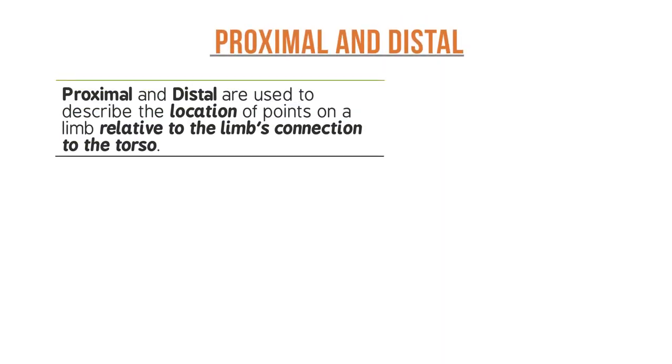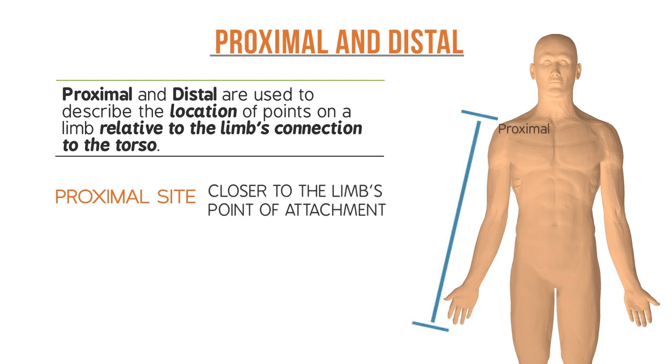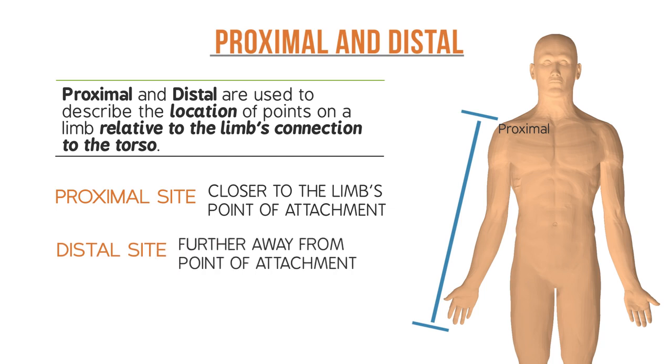Proximal and distal are used to describe the location of points on a limb relative to that limb's connection to the torso. The proximal site is the one that is closer to the limb's point of attachment, while the distal site is the point that lies further away from the point of attachment. As an example, the wrist is considered distal to the elbow, and the elbow is proximal to the wrist.